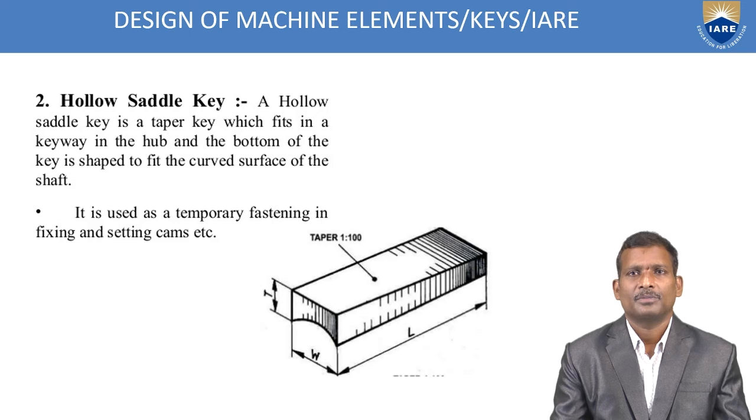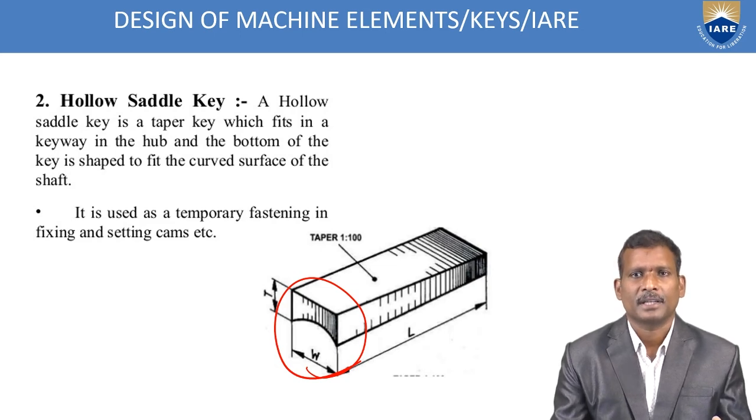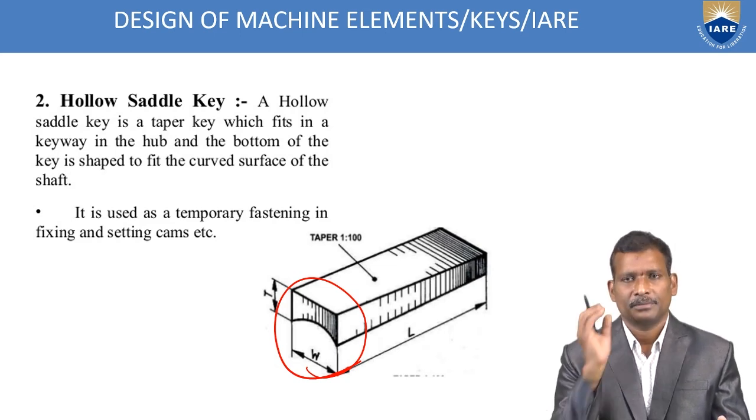Whereas the hollow saddle key is a taper key which fits in a keyway in the hub, and the bottom of the key is shaped to fit the curved surface of the shaft. This one. So it is shaped to fit the curved surface of the shaft. It is used as a temporary fastening in fixing and setting cams, etc.